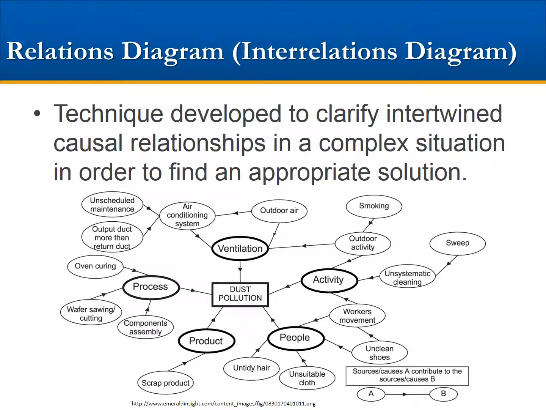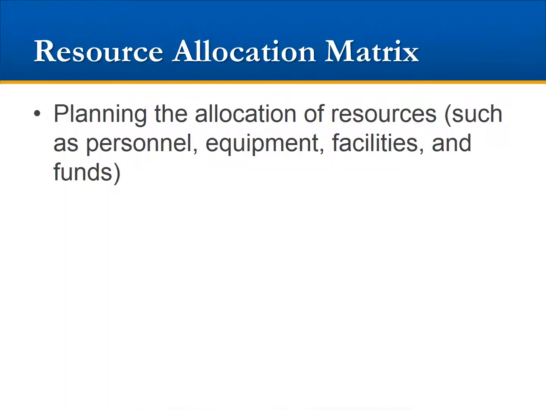The relations diagram is a technique developed to clarify intertwined causal relationships in a complex situation in order to find an appropriate solution. The relations diagram shows cause and effect relationships. Just as importantly, the process of creating a relations diagram helps a group analyze the natural links between different aspects of a complex situation. A resource allocation matrix plans the allocation of resources such as personnel, equipment, facilities, and funds. Your book has an excellent example.